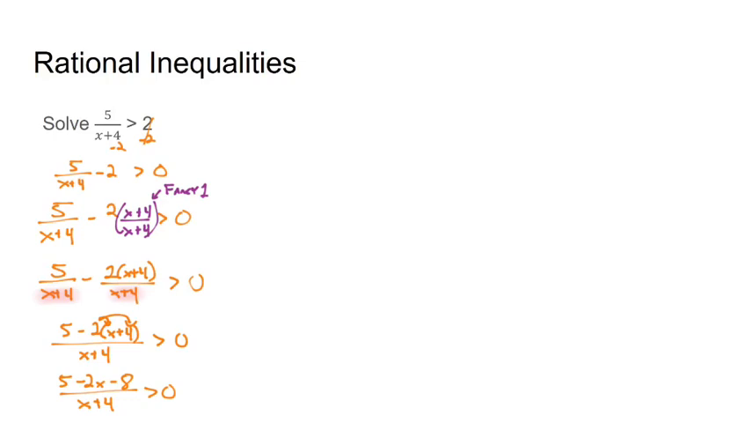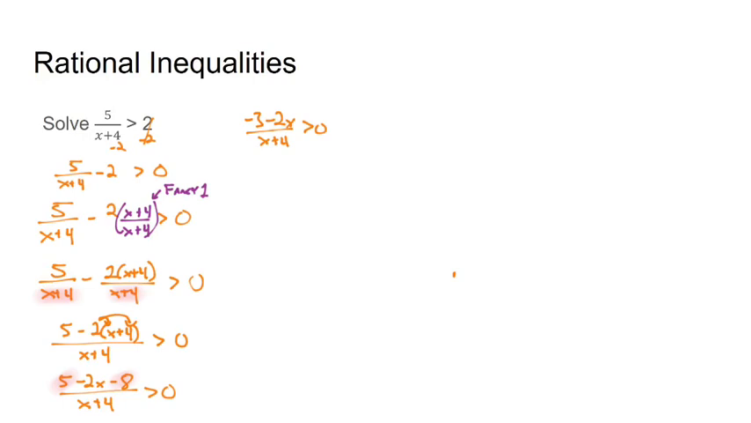And then my last step would be to combine, oops, that's an eraser, not a highlighter. I would combine those like terms right there, and that's going to give us what we want. I'll come up here to copy that. That's going to give us negative 3 minus 2x over x plus 4 is greater than 0. So all we've done so far is a bunch of algebraic manipulation to turn this into this.